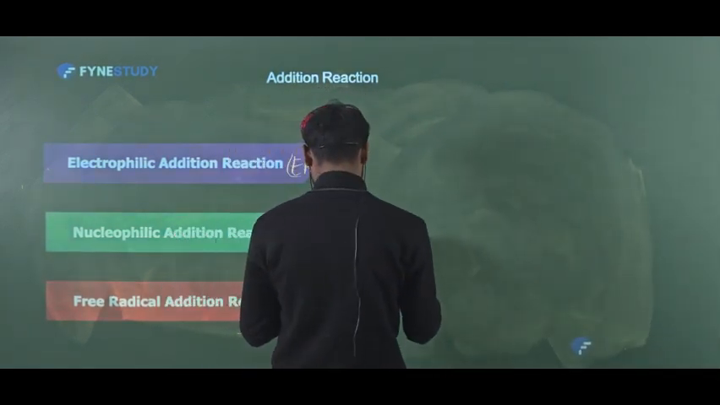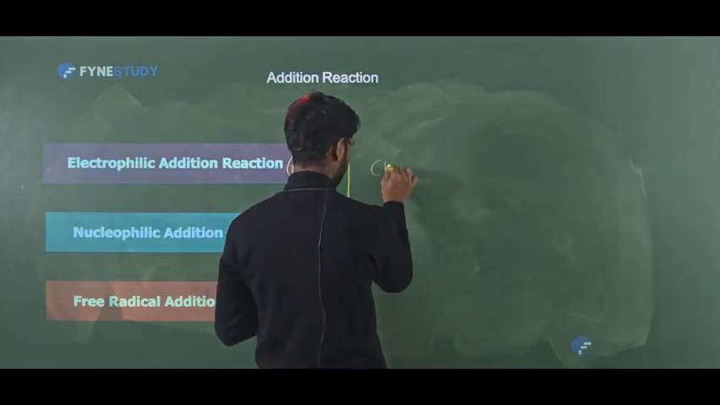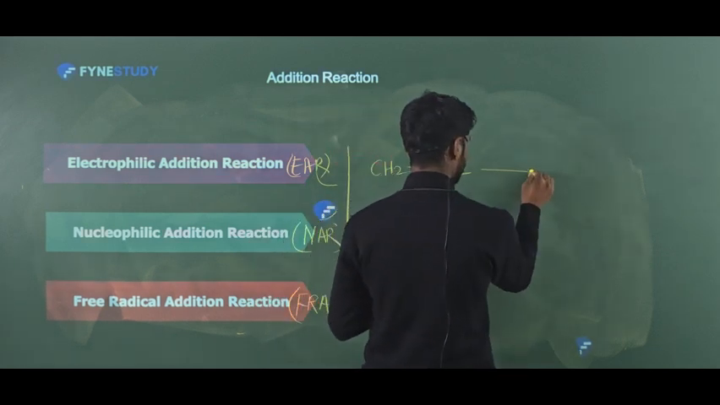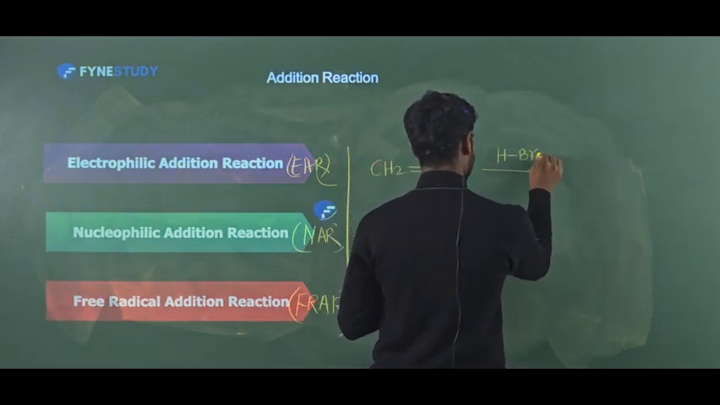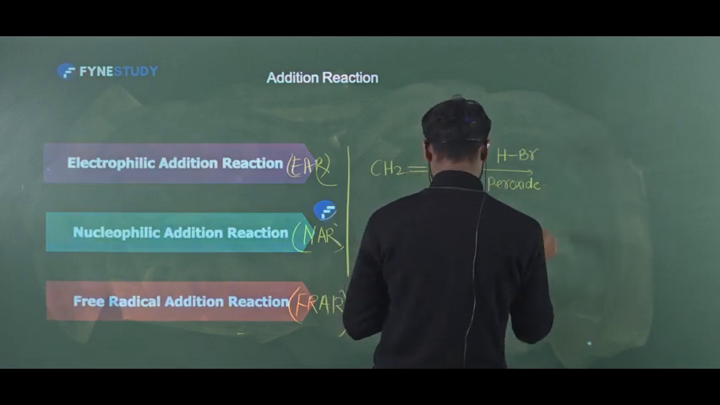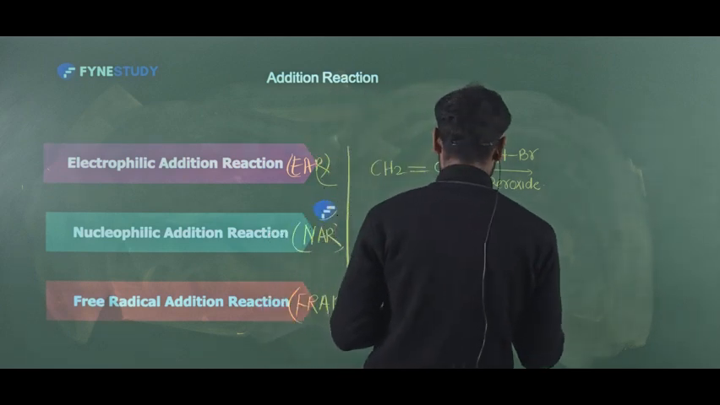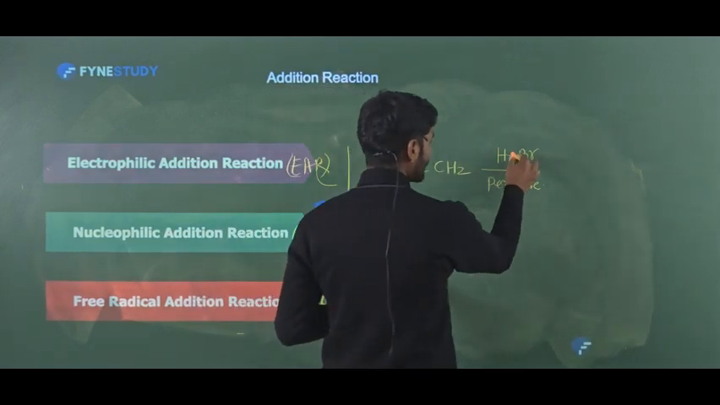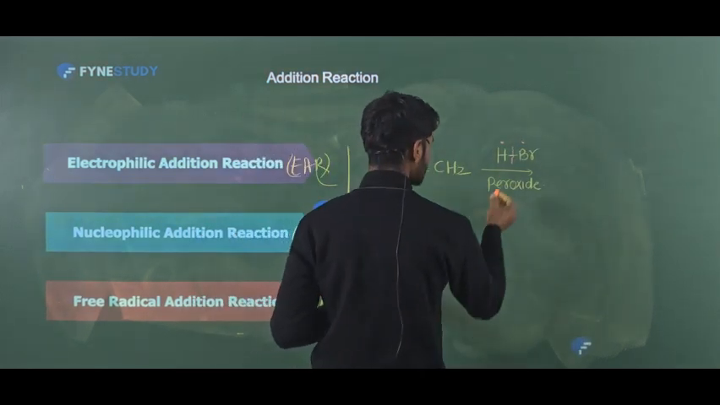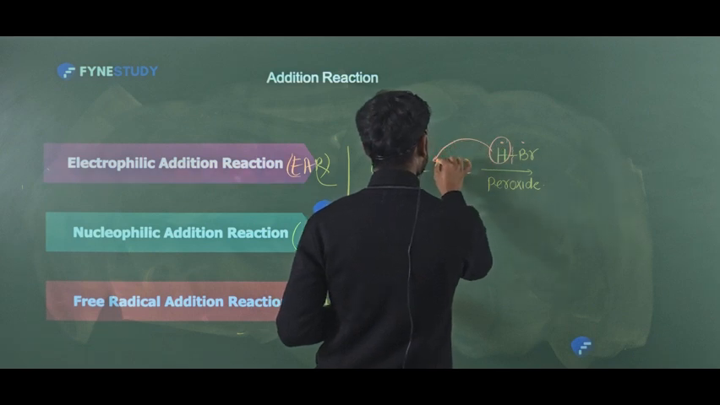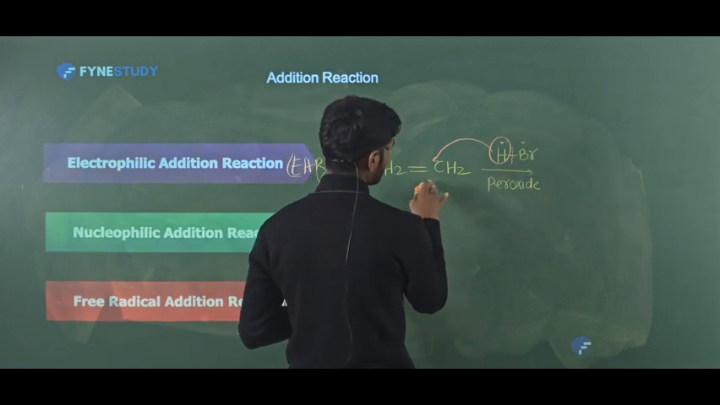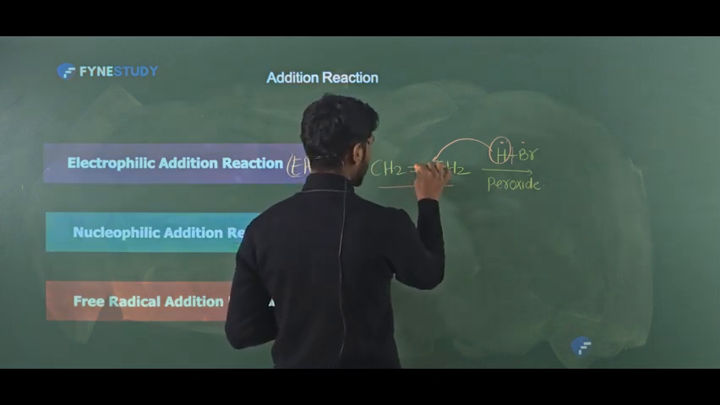Now see, in the presence of peroxide, this bond will break like this. It means it will give a homolytic cleavage. So the H free radical will approach this compound, and the pi bond will break.